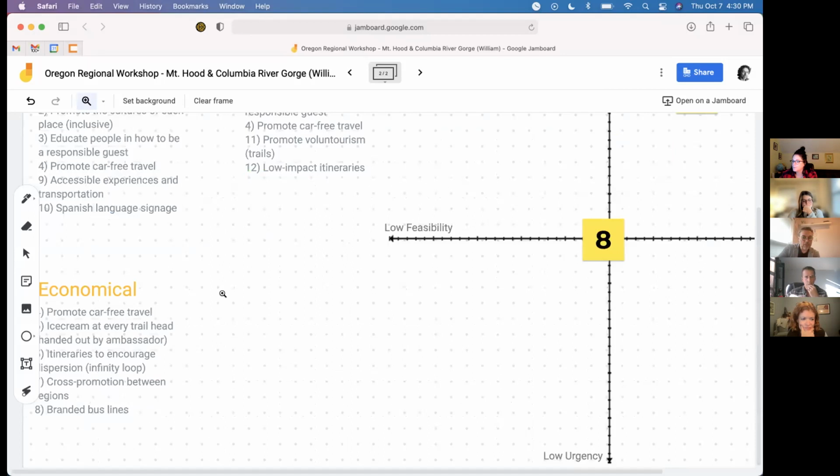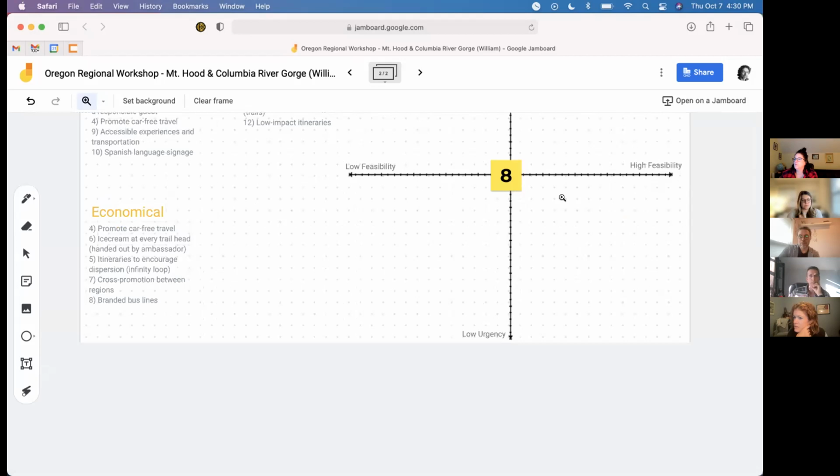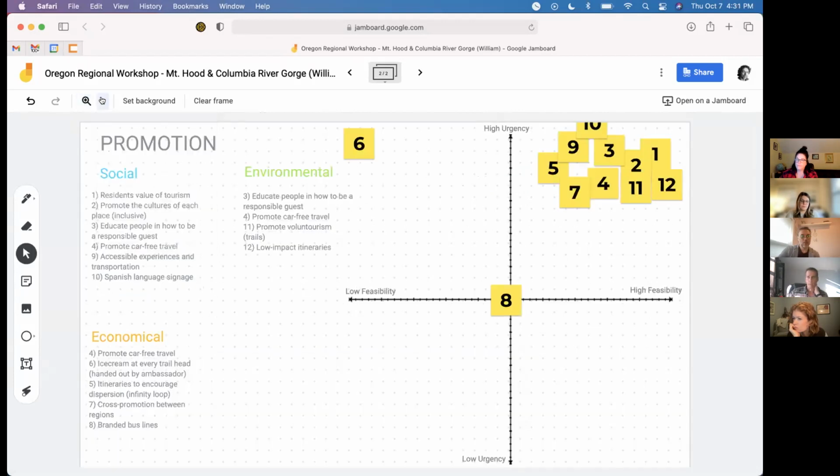Okay, can you see it now? Oh, no, sorry, there we go. Sorry, it was number 9 on social. Kind of a high priority is the accessible, yep, I got it. Accessible experiences and transportation, mainly meaning, again, diversity, equity, inclusion, making sure that we're marketing which areas are ADA friendly, which areas are accessible. The Spanish language signage kind of played into that as well.